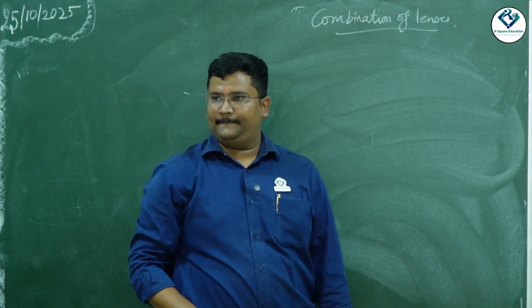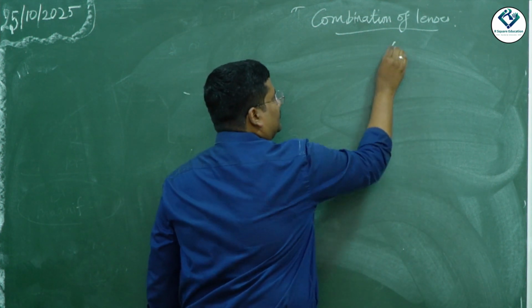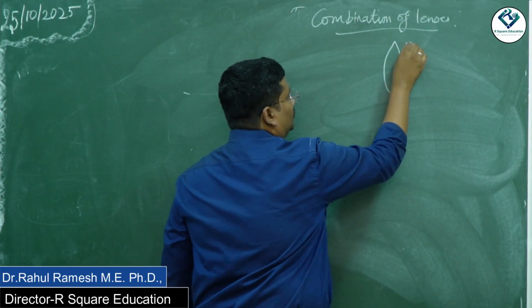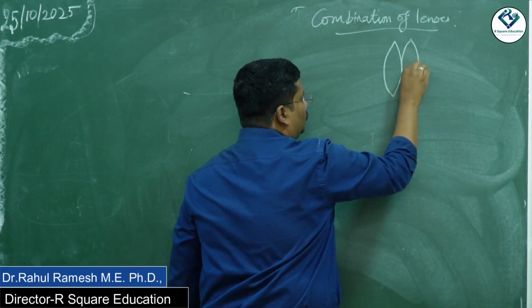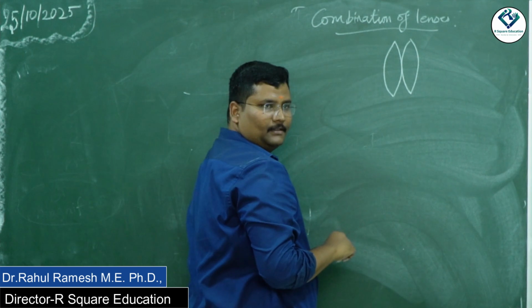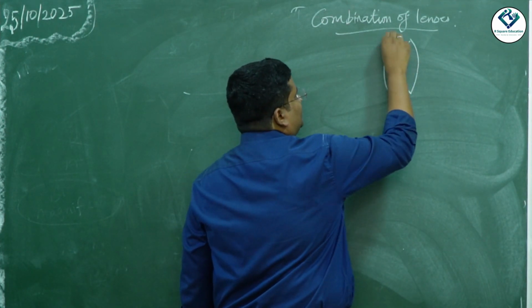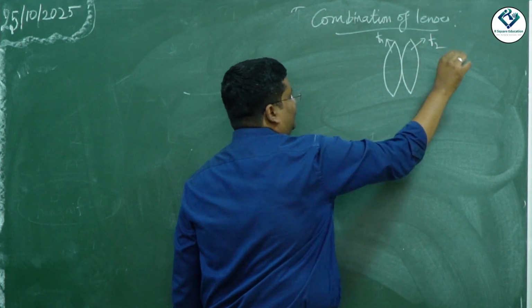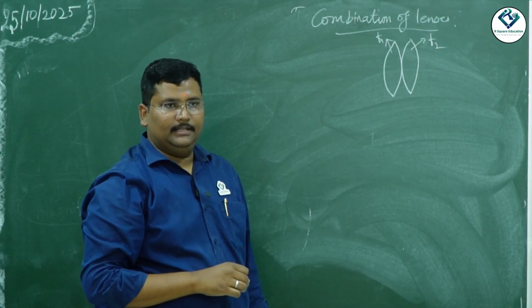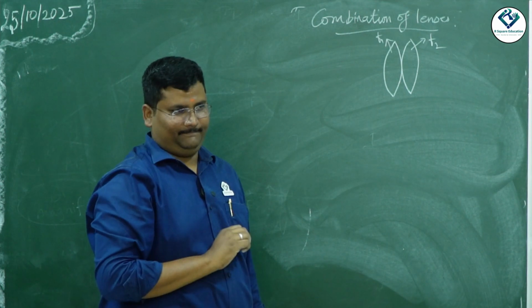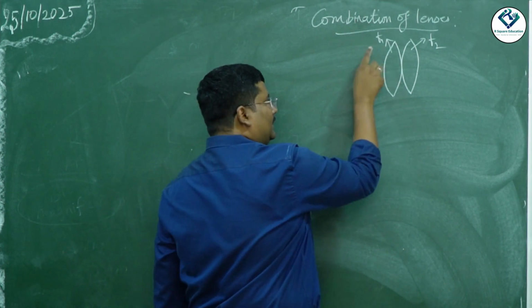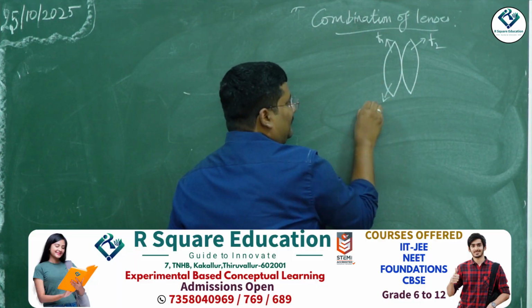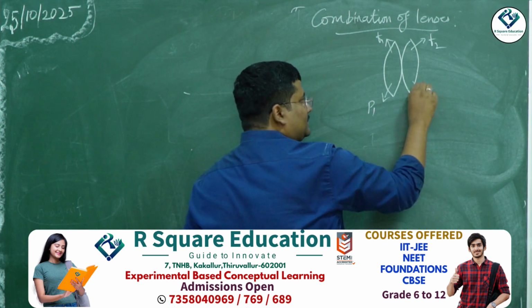Combination of lenses, right? Suppose you are using two convex lenses, and let me take this focal length as f1 and this has focal length of f2. Then what will be its power? If I have focal length f1 for one lens, its power will be P1. And what is it going to be for the other? P2.